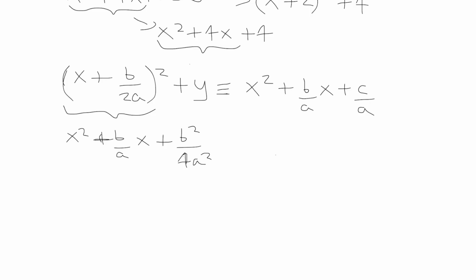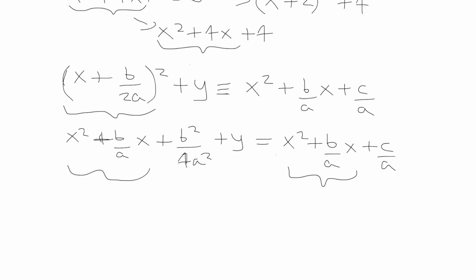So once we've got this, we have our x squared plus b over ax plus b squared over 4a squared plus y. And this is equal to x squared plus b over ax plus c over a. Now you can see, obviously, the first two parts here are the same. So we can just cross these out for now. And what we really want to work out here is this y value.